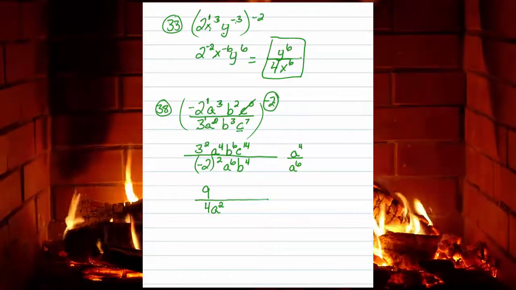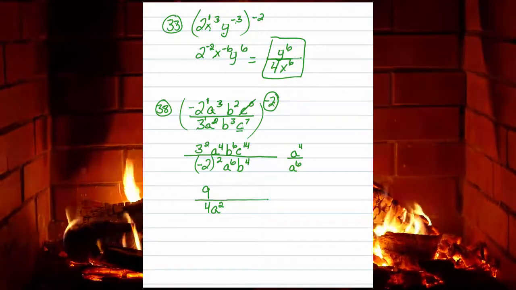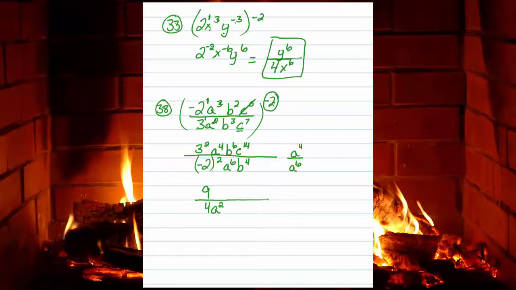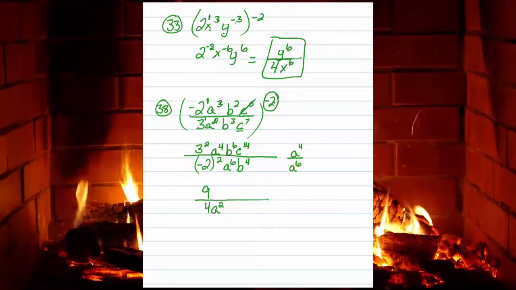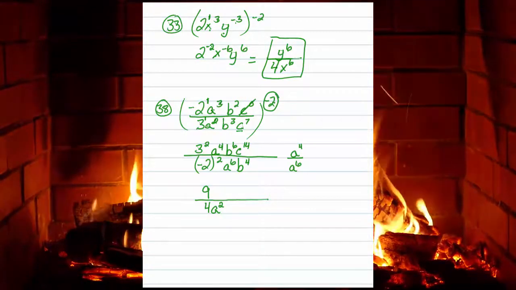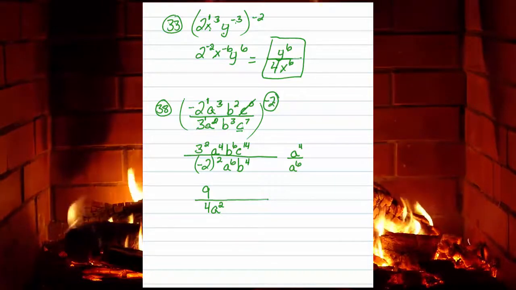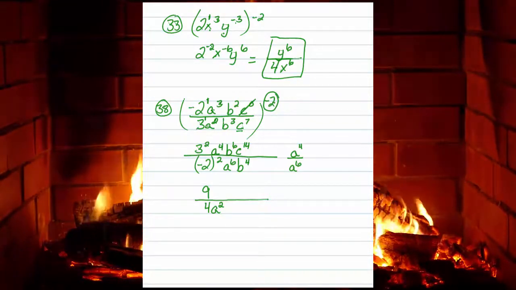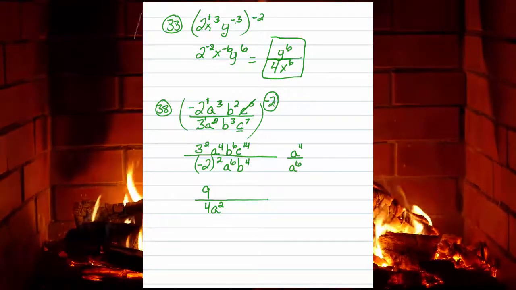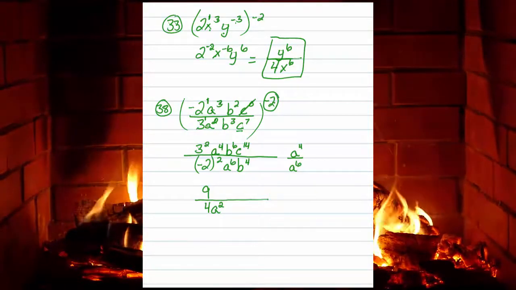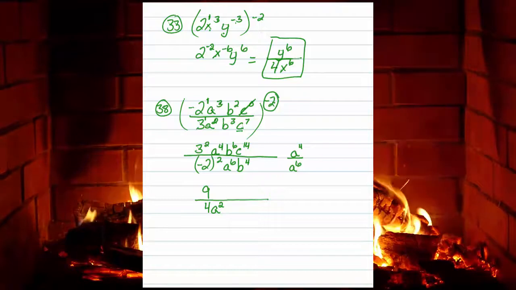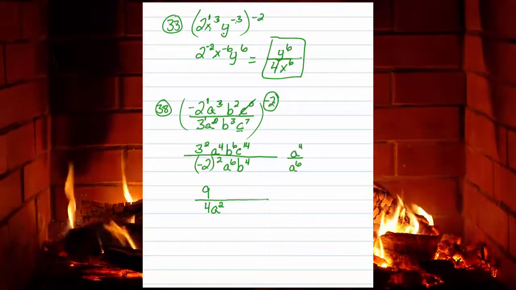And another way of remembering that is, remember, a to the 4th power is a times a times a times a. That would be 4 a's. A to the 6th power would be 6 a's. So 4 of my a's from the numerator will be canceled out by 4 of my a's from the denominator and leave me with 2 a's in the denominator. And that's what a to the 2nd power means.